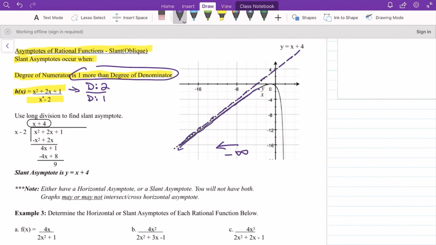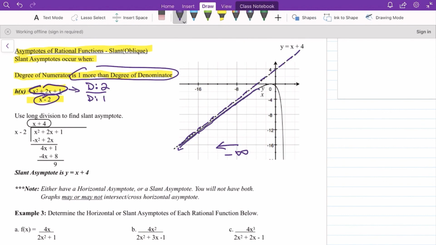So it's going to cease to have that curving shape as it goes to negative infinity, and it's going to resemble that dotted line, that slant asymptote. And the way you do it is you're going to use division. So all you're going to do is divide your numerator by your denominator.